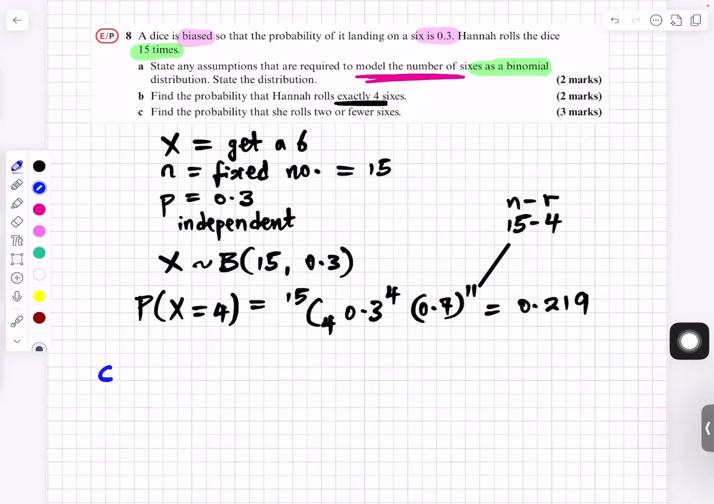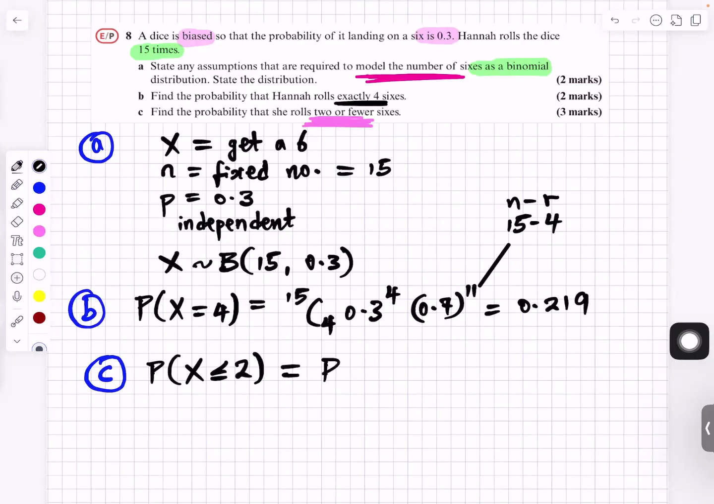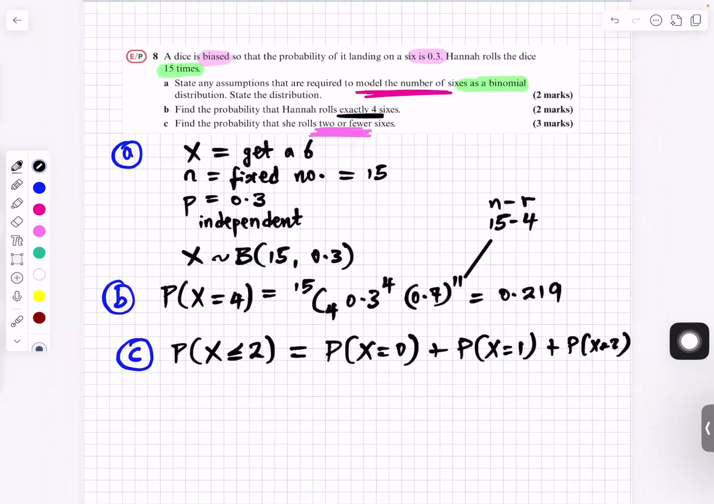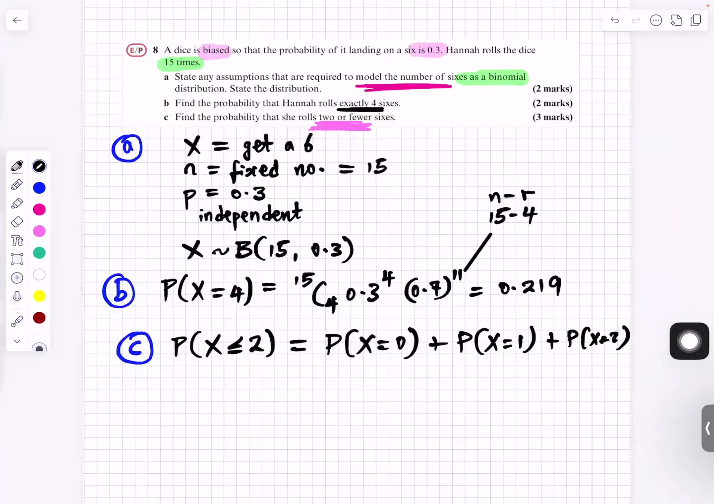And then for part C, find the probability that she rolls 2 or fewer. The words are coming in now. What does 2 or fewer mean? It means less than or equal to 2. That means you can get 0, you can get 1, and you can get 2. So less than or equal to 2, those are the choices. You can get 0, or you can get 1, or you can get 2. So 3 things.